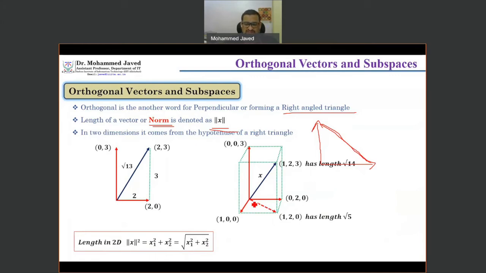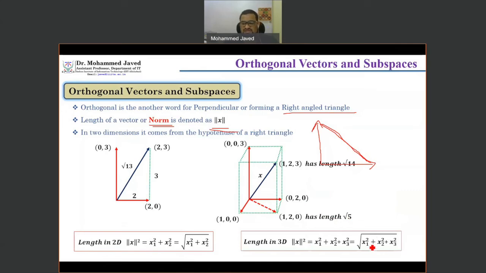Similarly, we can see another vector I have drawn here with dotted lines. You can see that this is x, this is y, so it involves only the x and y components, whereas the z component is 0 in this particular case. Now, what is the length of this vector? The length of this vector is root of 5. The formula is shown here: x1 square plus x2 square plus x3 square.